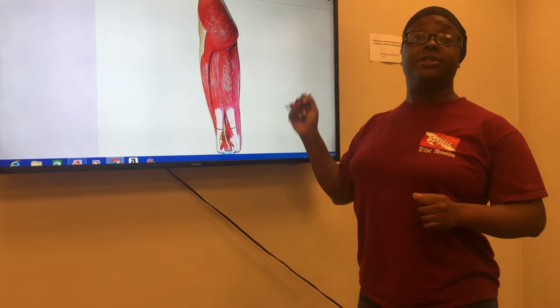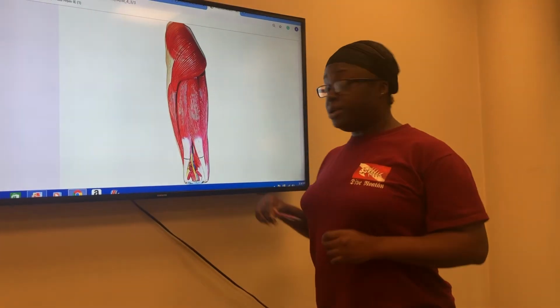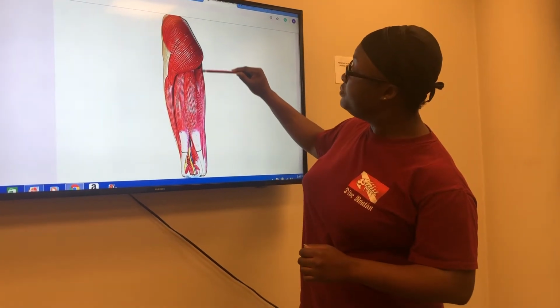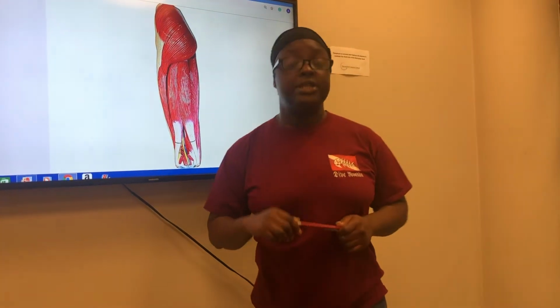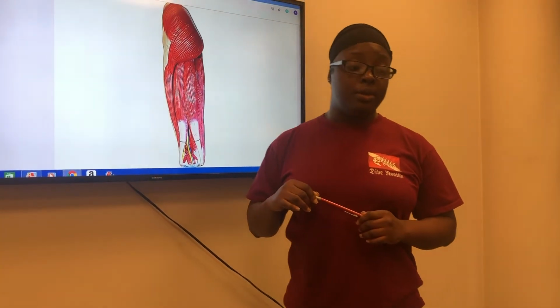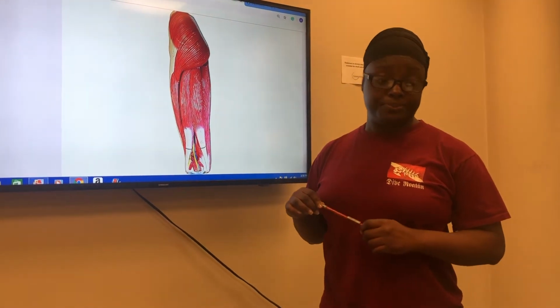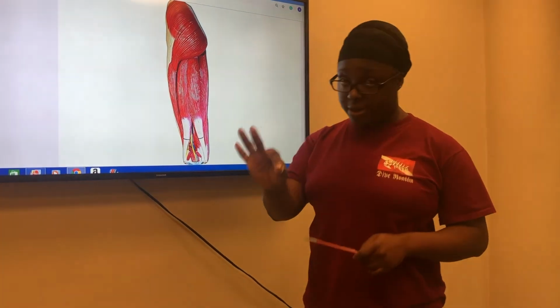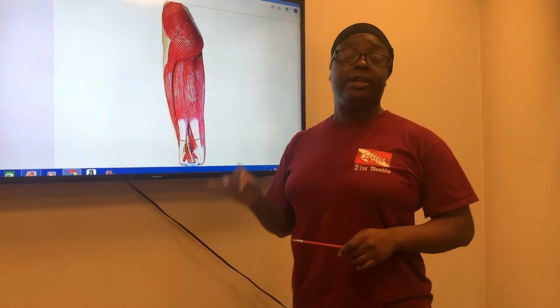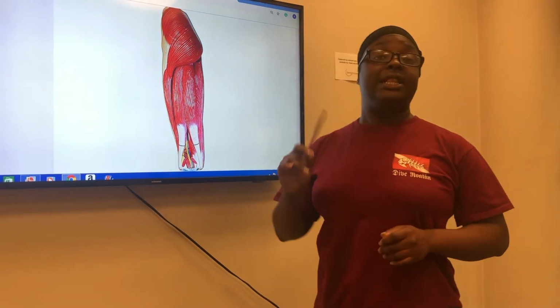This next muscle is the adductor magnus, which is here. The origin is the ischial and pubic ramus and the ischial tuberosity. The insertion is the linea aspera.